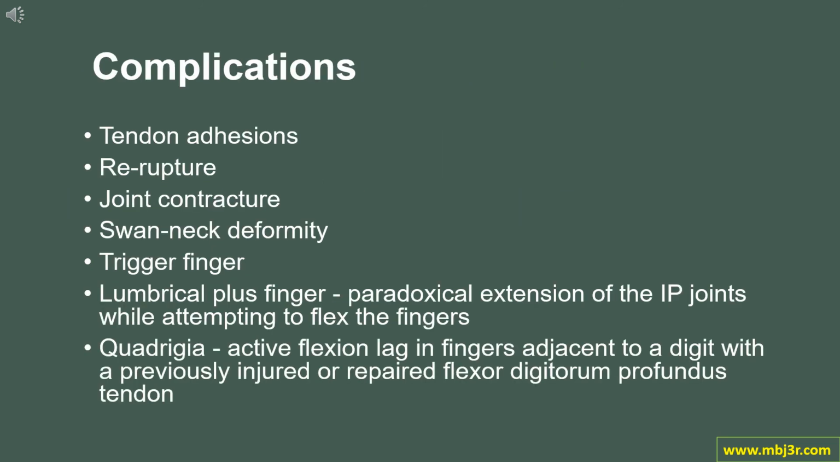Coming to the complications. Tendon adhesions, re-rupture, joint contractures, swan neck deformity, and trigger finger are common complications. Some patients may have lumbrical plus finger, that is paradoxical extension of the IP joints while attempting to flex the fingers. Quadrigia is active flexion lag in fingers adjacent to a digit with a previously injured or repaired flexor digitorum profundus tendon. These are some of the complications of flexor tendon injuries and repair.